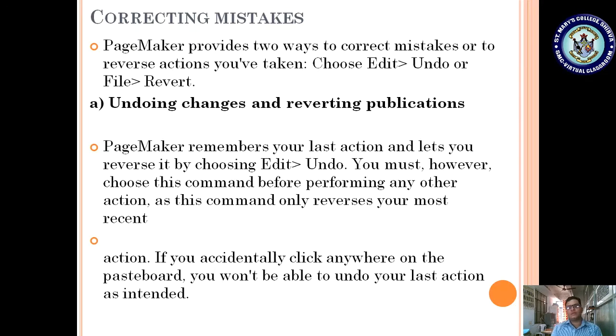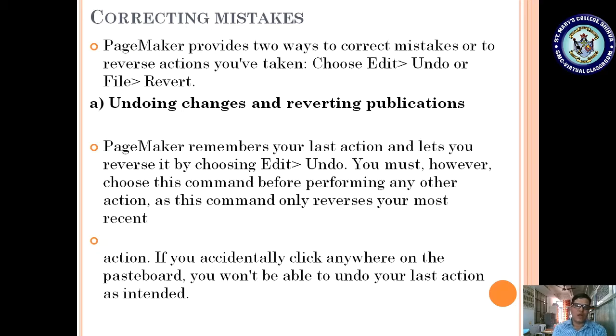Choose Edit and go to Undo, or File Revert. So here we have two options. One is in the Edit menu, we have to choose an option called Undo, or in the File menu we have to choose an option called Revert. If you choose these options, then automatically we can correct the mistakes in our PageMaker. Okay, File Revert is also one way to correct the mistakes.